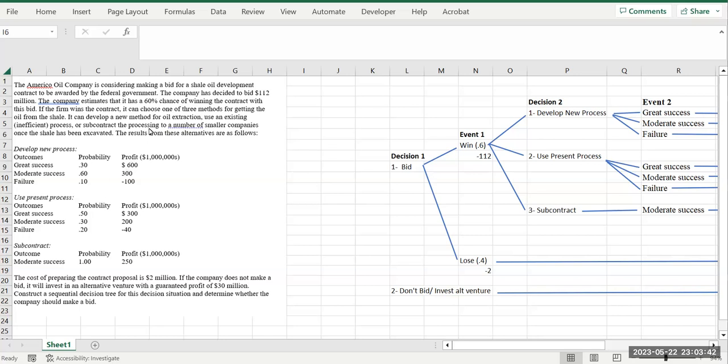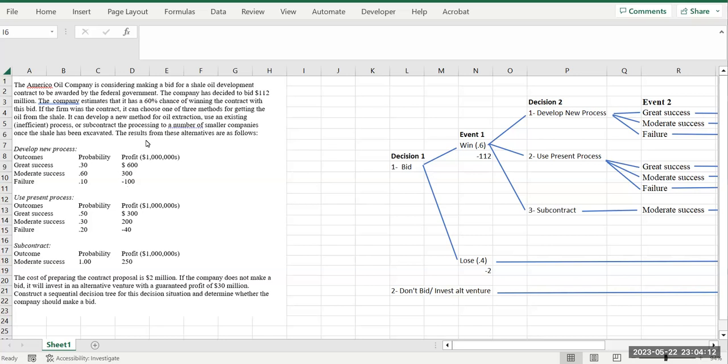There's a contract awarded by the federal government, and the company has decided to bid $112 million. Actually, all of these numbers are in $1 million. So every number that we see here is going to be in $1 million. For simplicity, we just put that aside.